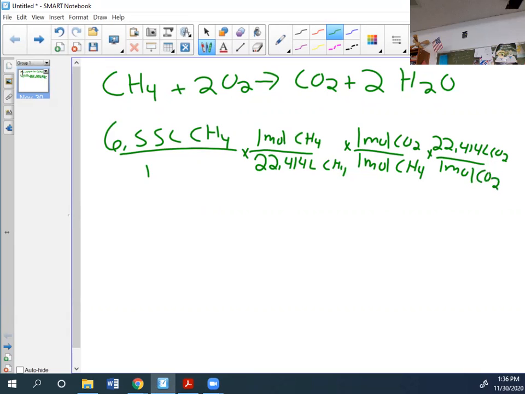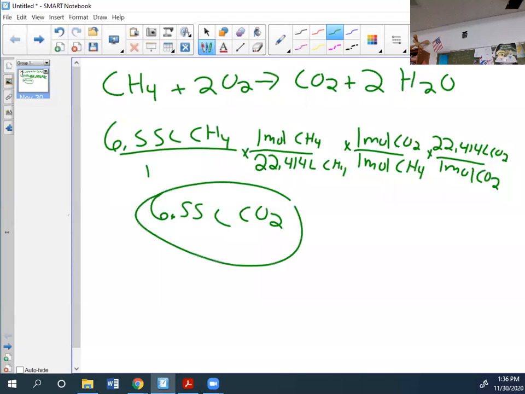Okay. So that is number one. If you need a calculator to solve this one, it's 6.55 times 22.414 divided by 22.414. We've done this numerous times. The answer is in liters of CO2. So gas stoichiometry is what you're doing, and the mole ratio is 1 to 1. It's always going to be the same.